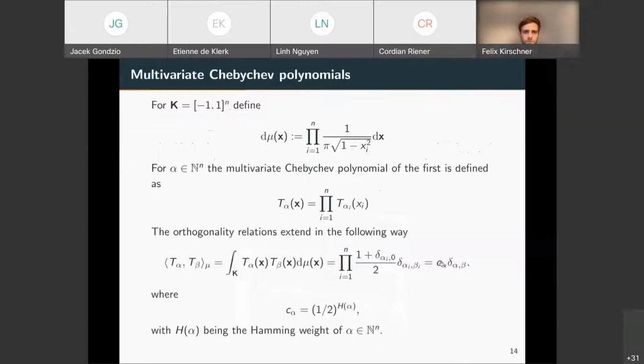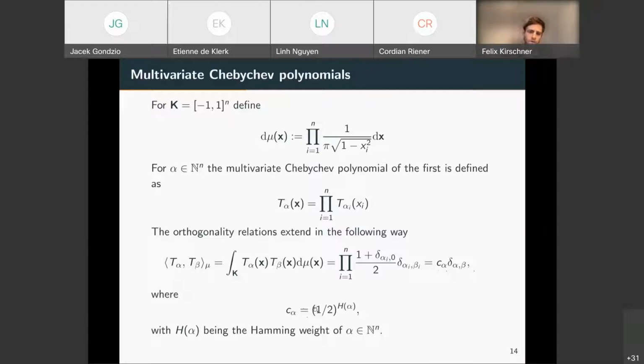Now we can generalize those for K being the box -1, 1 to the n, and for this we simply define the product measure. So we multiply the density functions together, and then for any n-tuple alpha in N to the n, we define the multivariate Chebyshev polynomial of the first kind to be the product of the univariate Chebyshev polynomials, where the index of the ith polynomial will be the ith index of alpha. Then we can simply extend the orthogonality relations, because if we're just multiplying together, everything doesn't depend on each other, and so we can use the univariate orthogonality relationship and see that this term here is equal to C alpha times the Kronecker delta of alpha and beta.